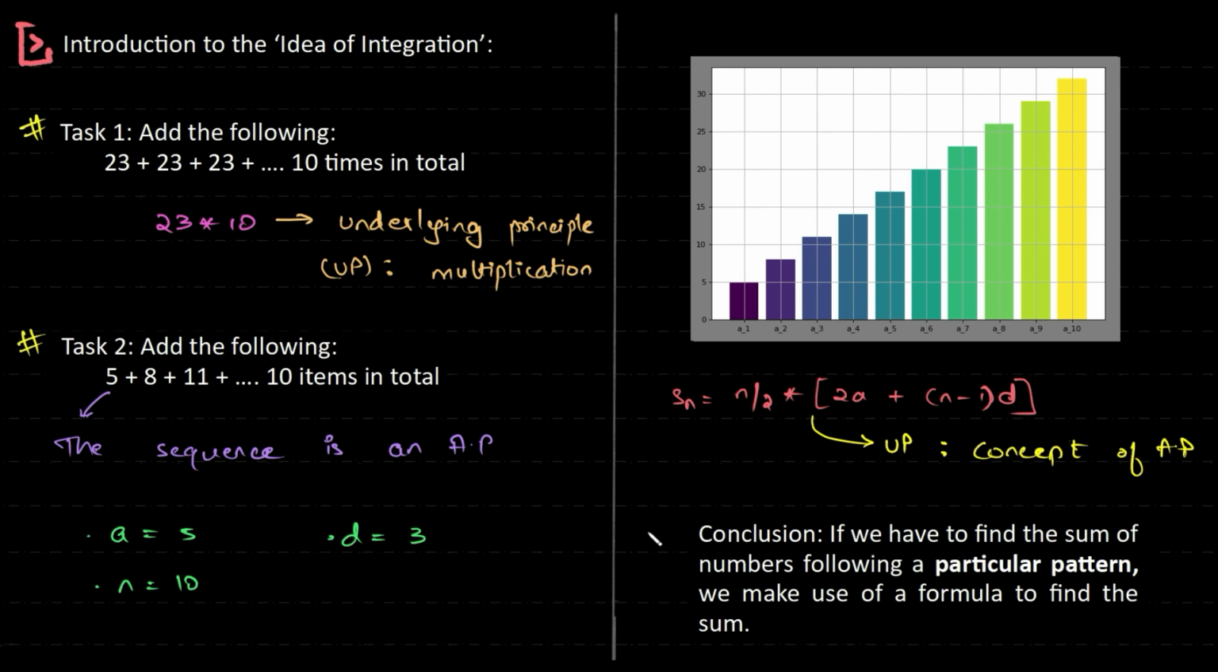So to conclude, if we have to find the sum of numbers following a particular pattern, we can use a formula to find the sum, right? If there is any sequence, it can be just a plain single set of numbers, or we are adding up things which follow a particular pattern. In this case, it's AP. There are many patterns. We'll be able to find the sum using a formula. We can derive a single expression which can give us the final answer, right? So that's what we have to observe.